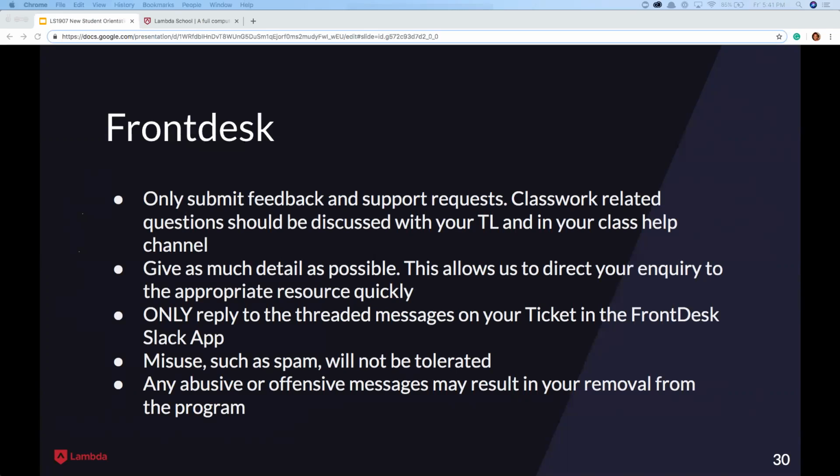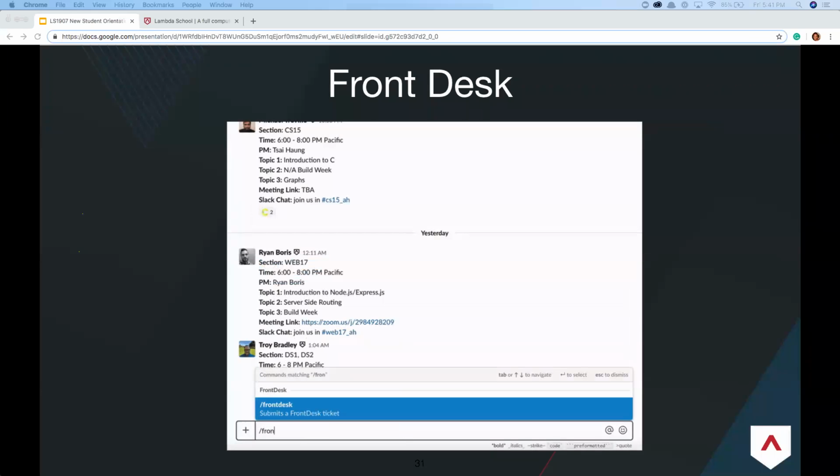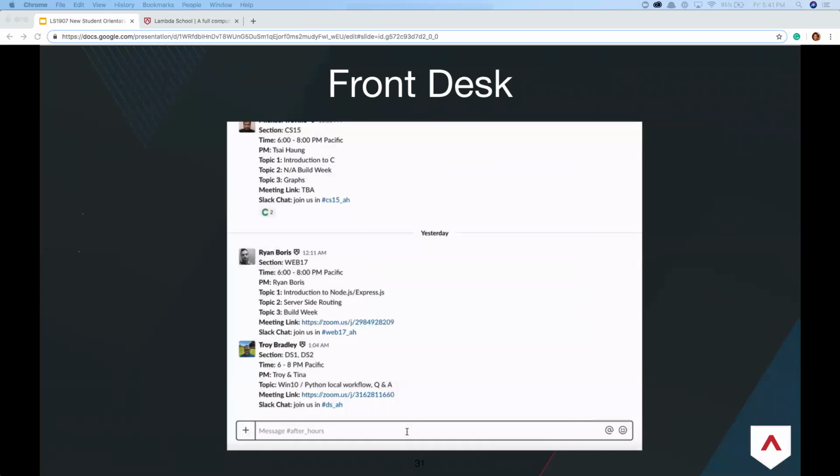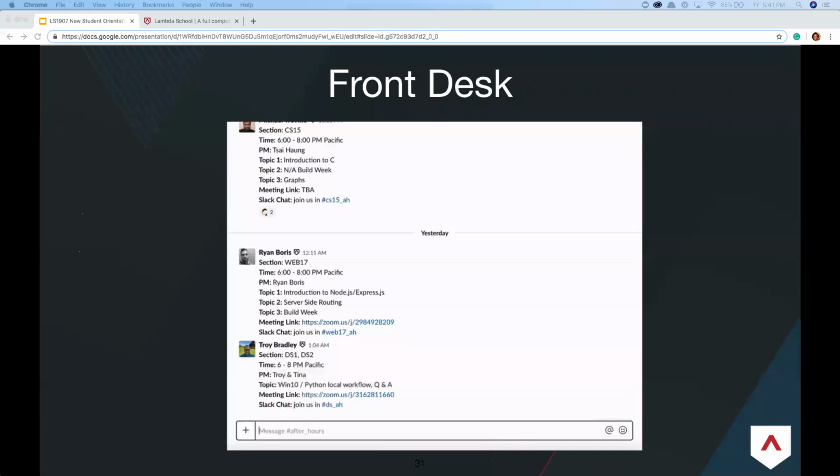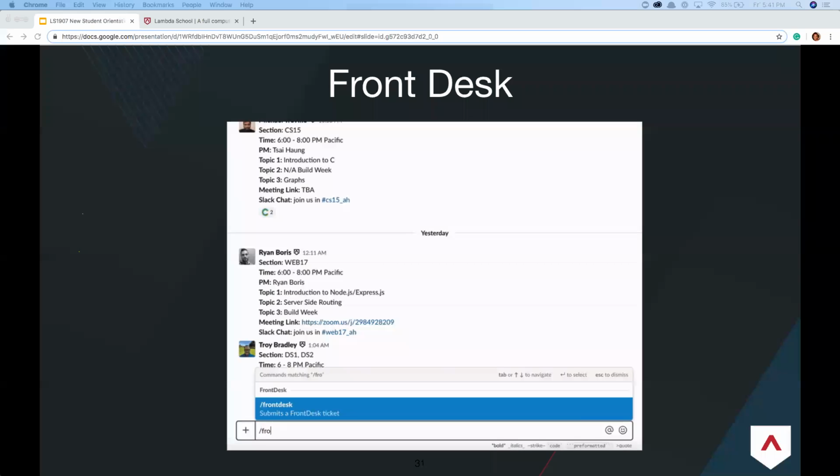All right, I'm going to show you guys how to use front desk, okay? Let's do it. All right, so go ahead and minimize the presentation screen so that you can navigate both Zoom and Slack. And open up a DM to yourself. And then follow along with me.